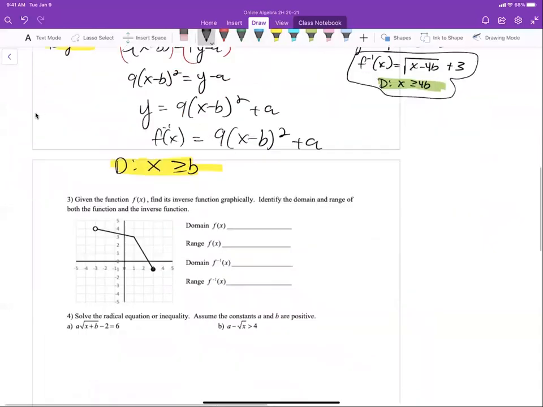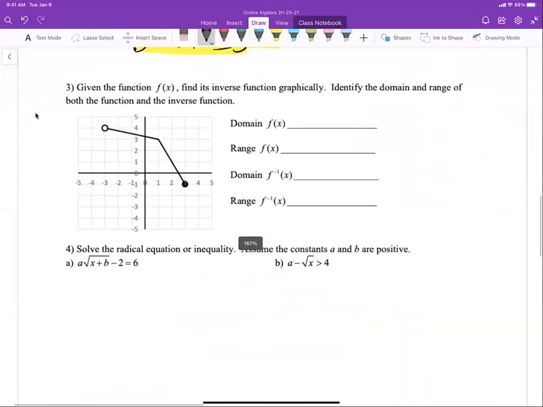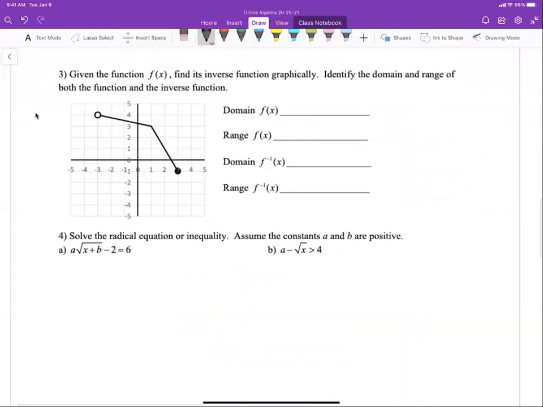All right, moving on. Given the function f of x, find its inverse function graphically and identify the domain and range of both the function and the inverse function. I'll start with this point here. That is at (-3, 4). I need to draw that at (4, -3). So I go there, I will draw a circle that is at (4, -3).